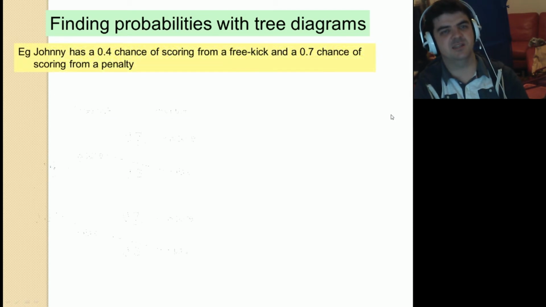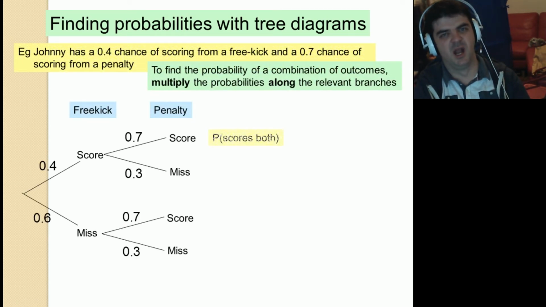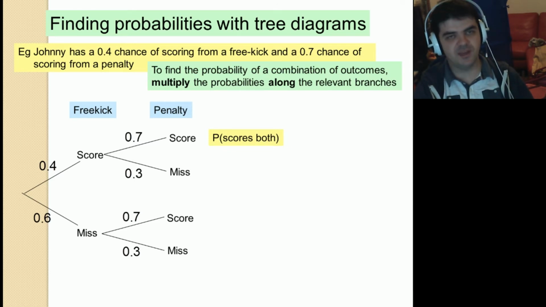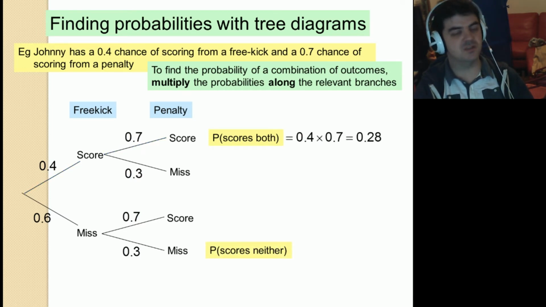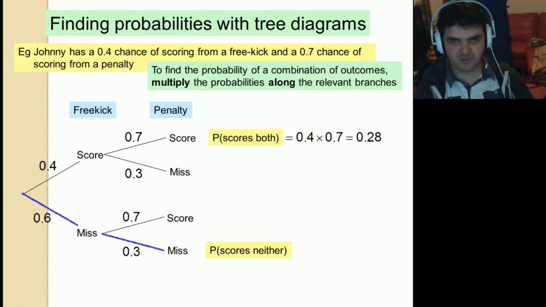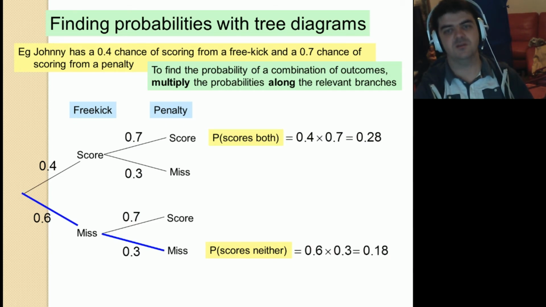Look at the second example, which was here. Probability scores both, sorry, is score free kick and score penalty, so 0.4 times 0.7 gives 0.28. Probability scores neither is he misses the free kick and misses the penalty. So it's 0.6 times 0.3 gives me 0.18.